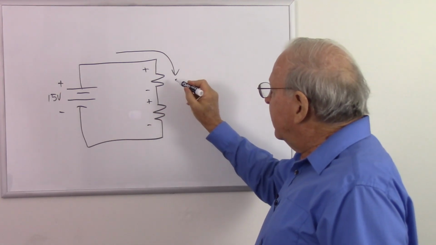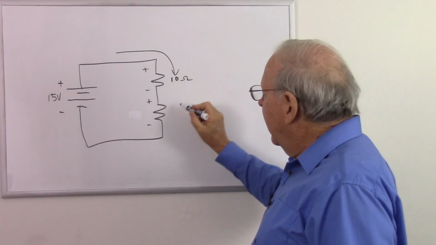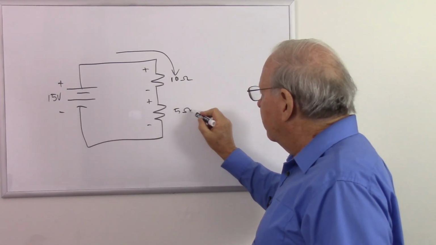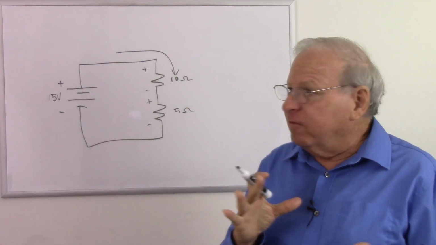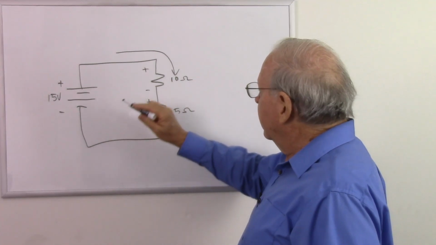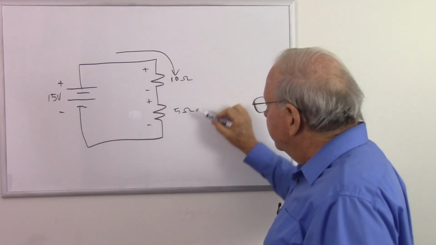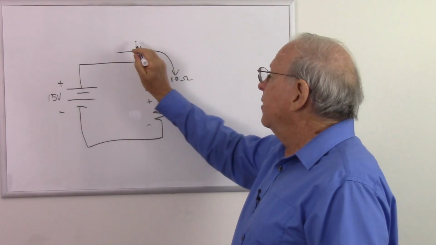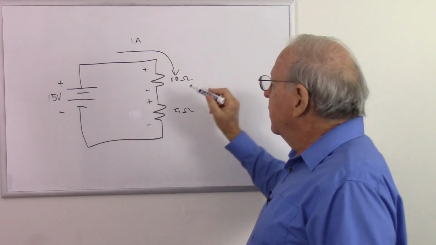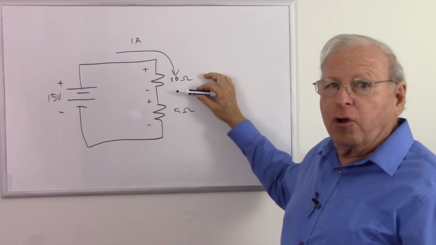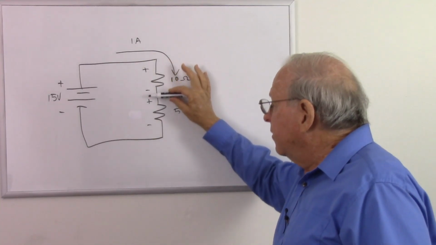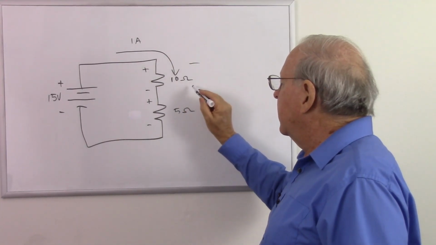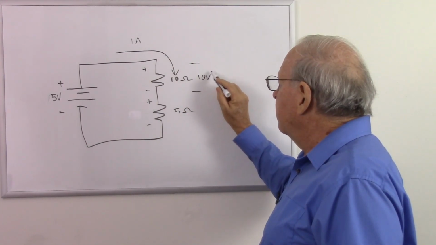And let's say that this is 10 ohms, and this is 5 ohms just for mathematical convenience. And so what do we have? We have a total of 15 ohms, total of 15 volts. So how much current is that? It's 1 amp of current. So we have 1 amp going through 10 ohms. How many volts are we going to get in this differential across there? We're going to get a total of 10 volts.